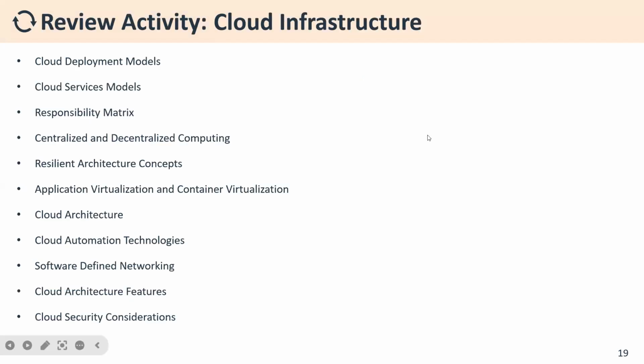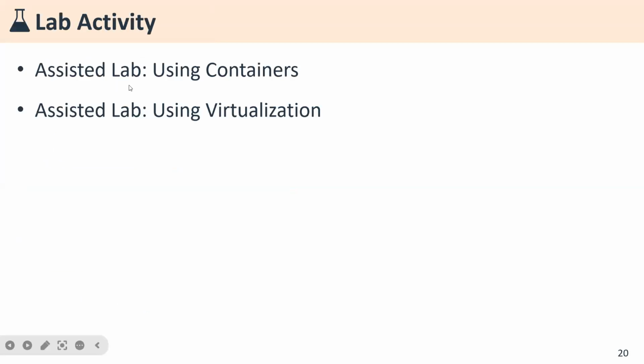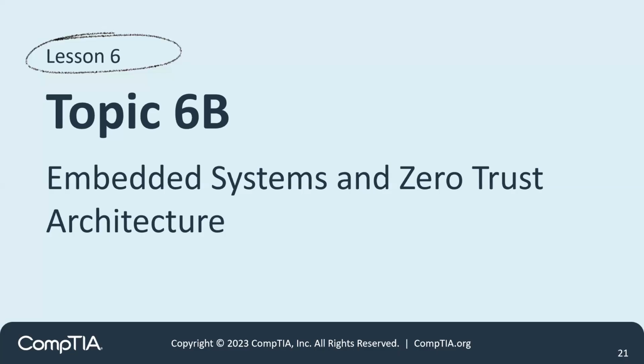So for review, we talked about deployment models, we talked about service models, we talked about the responsibility matrix, where we're looking at what our responsibilities are. Then we looked at centralized and decentralized systems, and we looked at quite a lot. For the lab, we're going to be implementing containers and virtualization. So these are going to help you understand the concepts of cloud computing.